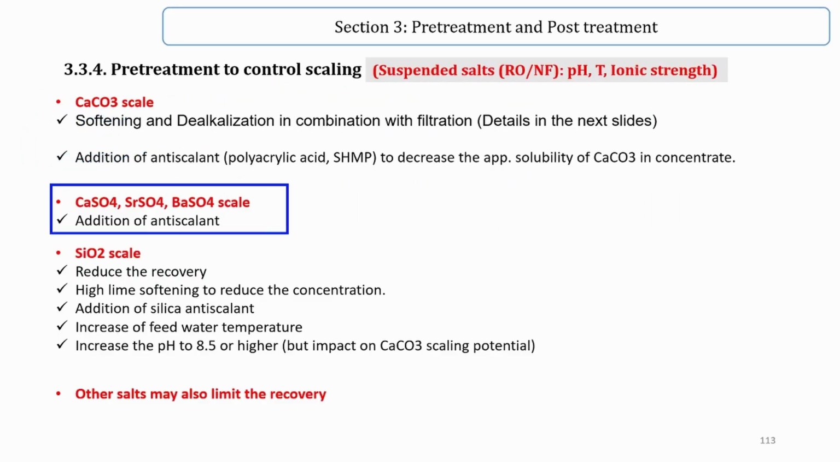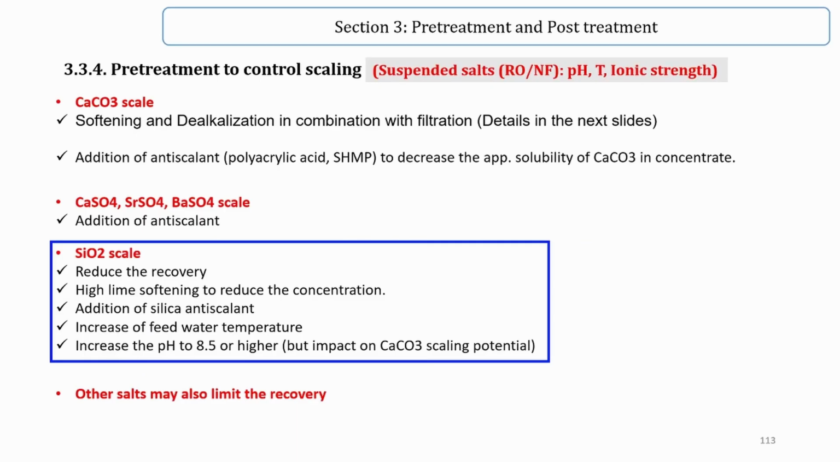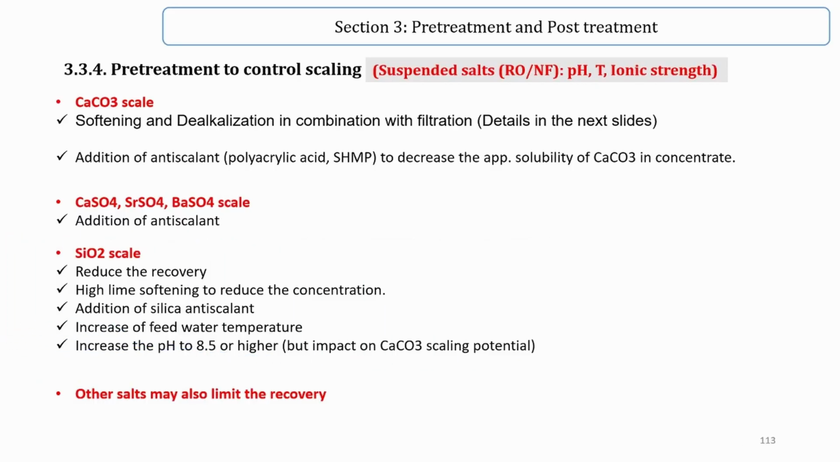Calcium sulfate, strontium sulfate, and barium sulfate scaling can be reduced using antiscalant. To reduce silicon dioxide scaling, it is recommended to reduce recovery. We will discuss the recovery in the next section. High lime softening as a precipitation process can reduce the concentration. Addition of silica antiscalant, and an increase of feedwater temperature and pH can contribute to reducing scaling.